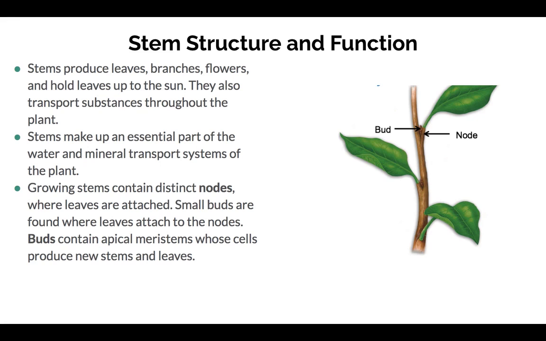Growing stems contain distinct nodes, here, where leaves are attached. Small buds are found where leaves attach to the nodes. Buds can also contain apical meristems whose cells produce new stems. So remember, meristems are found in places where the plant experiences rapid growth. So here is a bud. That is where meristems will be found.